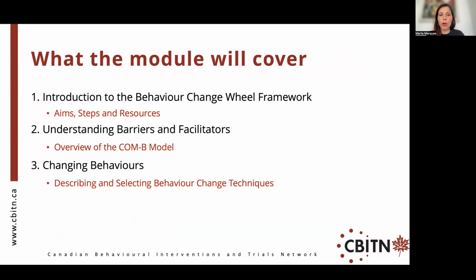So in this short module, we will cover the behavior change wheel framework as one of the frameworks that you have access to as a tool you can use in the designing, implementation, and evaluation of health behavior change interventions. Because this is a short module, we'll be looking at core principles and steps, and then we will have access to a list of resources for further reading and for more in-depth learning about the framework.